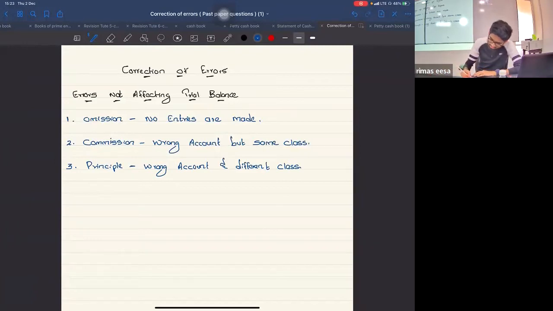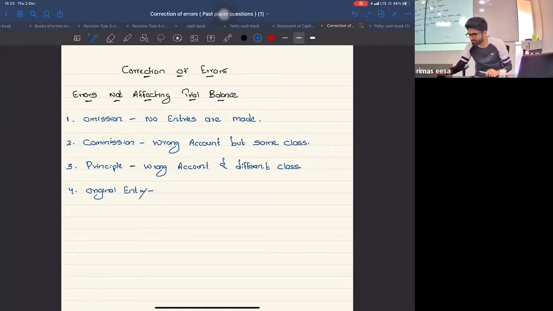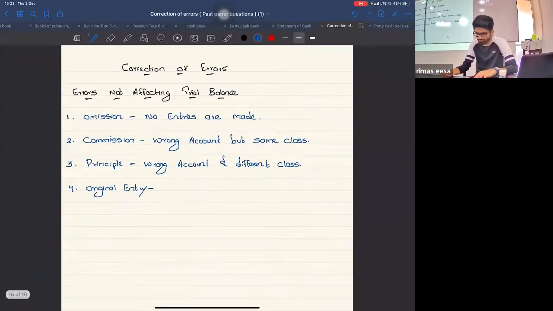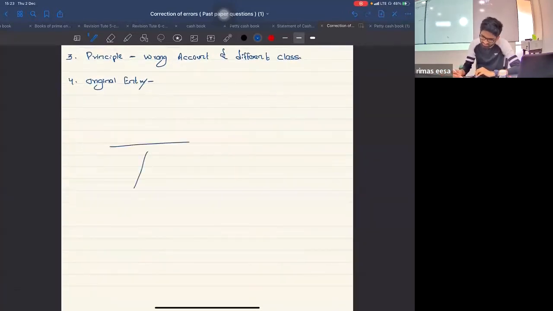The fourth one is going to be original entry. Original entry. Right? Write the name. I will explain what original entry is. That is error number 4. Now I need answers.